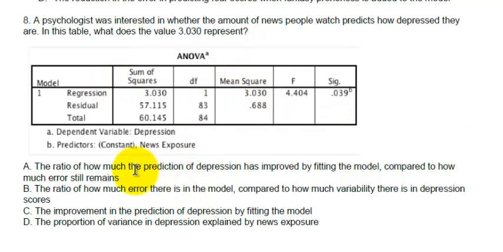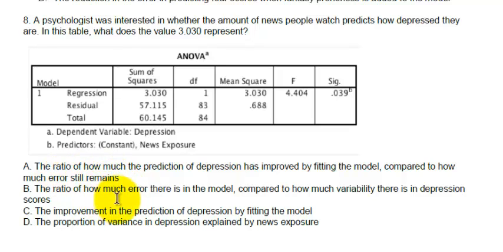Let's see which one's the ratio of how much prediction of depression has improved by fitting the model compared to how much error still remains. No, no, no. That's what the F is. The F is a ratio between good variance, which is the regression variance that you can explain, divided by bad variance, which is the residual that you can't explain. That's A, so that's not the answer.